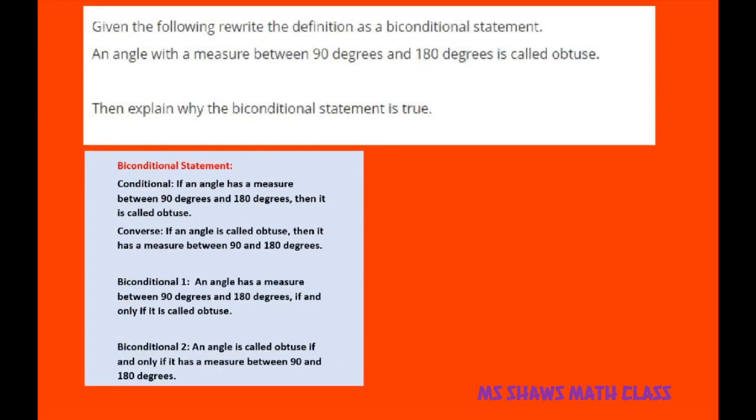All right, let's look at a biconditional now. An angle with a measure between 90 degrees and 180 degrees is called obtuse. We're going to rewrite it as a biconditional statement. And I already did it. So basically, for the conditional, it says if an angle has a measure between 90 degrees and 180 degrees, then it is called obtuse. So if, then. If P, then Q. I just put the if in front and reworded it a little bit. And then I just put the "it is called" right in there.